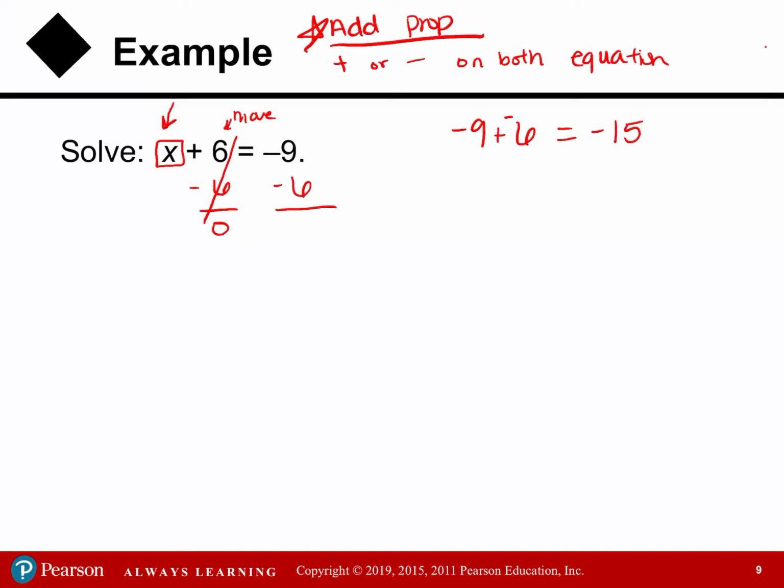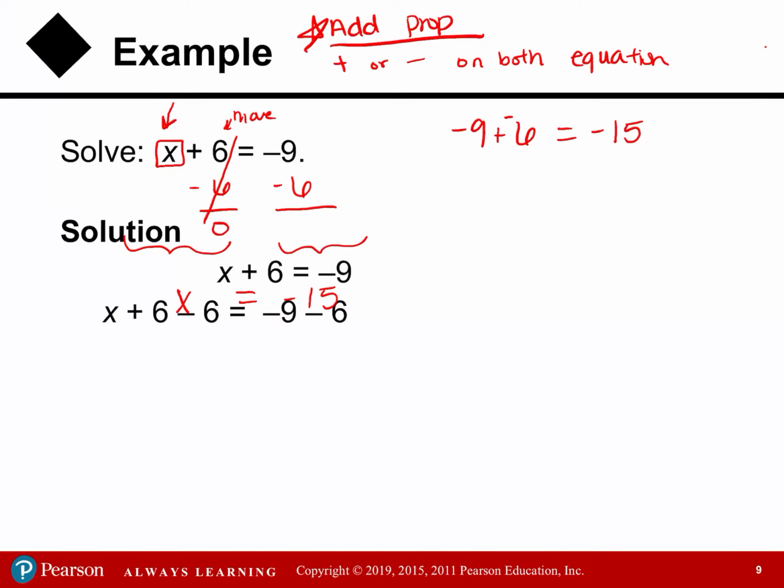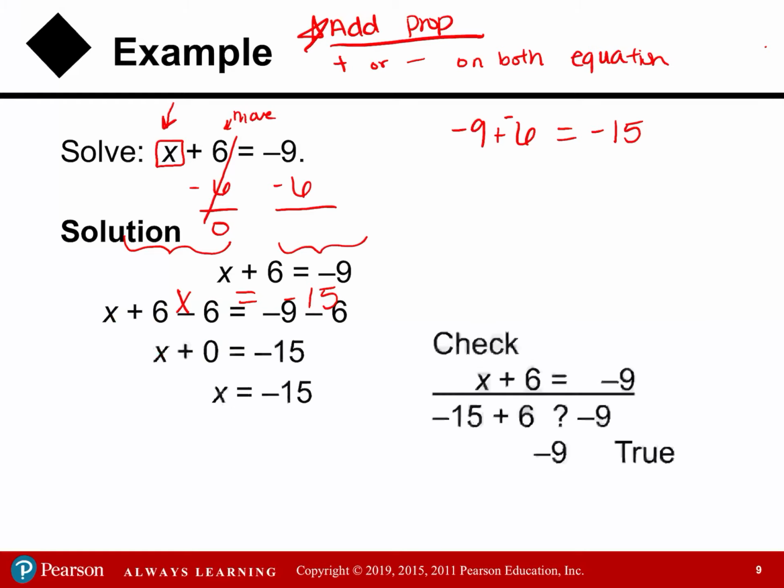So on this side of our equation, we're left with x plus 0, so that's just x. And on the other side of our equation, we're left with negative 15. So our statement is x equals negative 15. So we see here that same work I have, and our answer is negative 15. And we can always check our work.